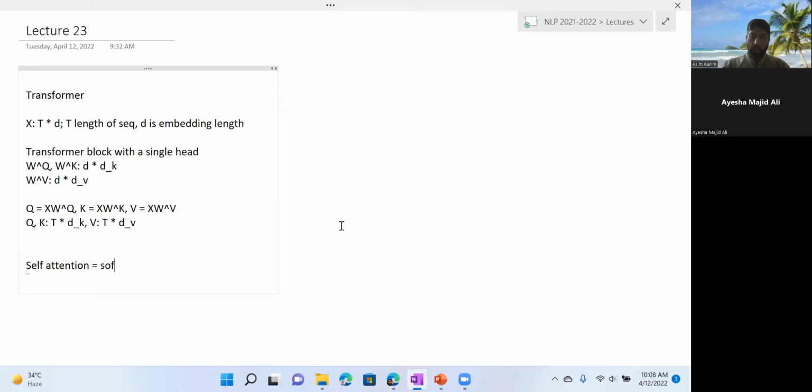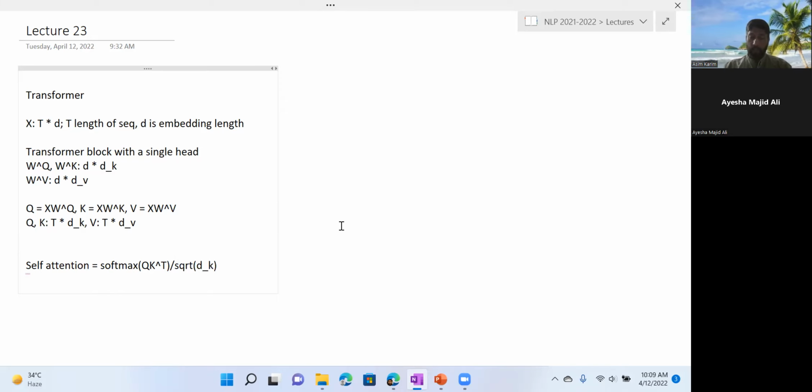So you can, and this is done through a softmax. This is the non-linearity. So softmax comes here. Remember previously there was no non-linearity. So this is the non-linearity here. And this is softmax applied on the Q, K transpose. This T is transpose.